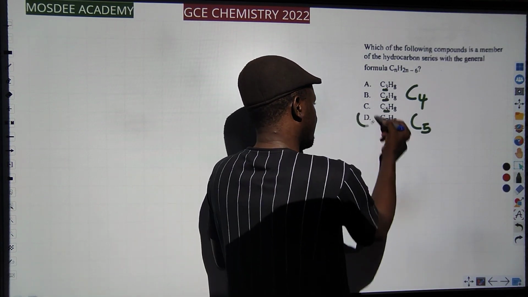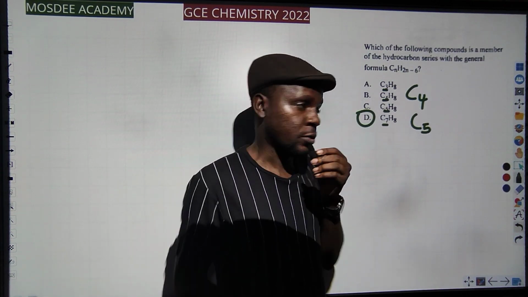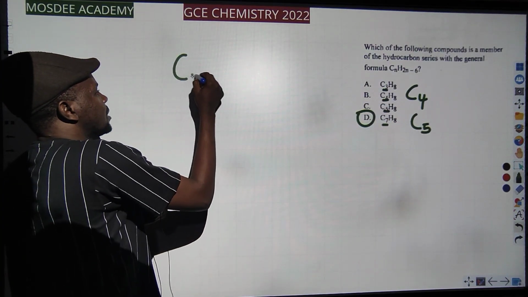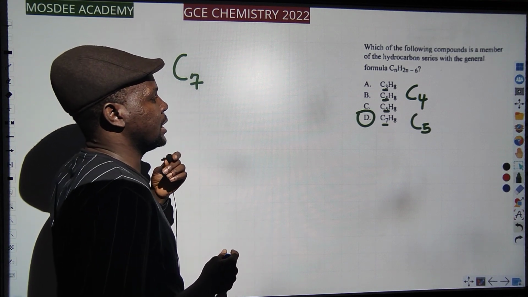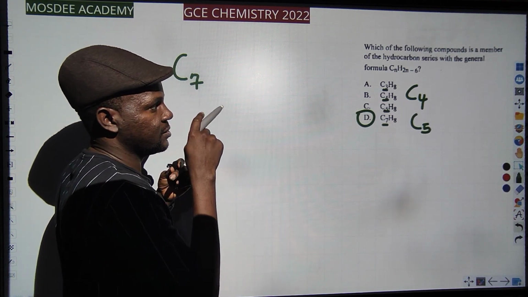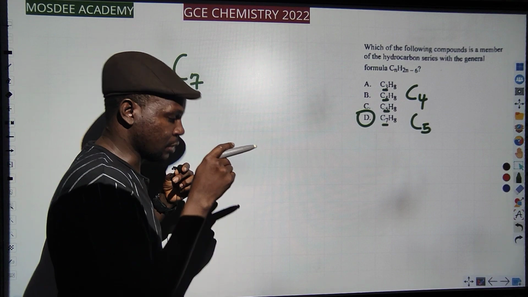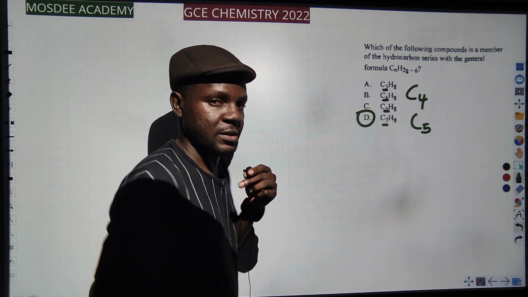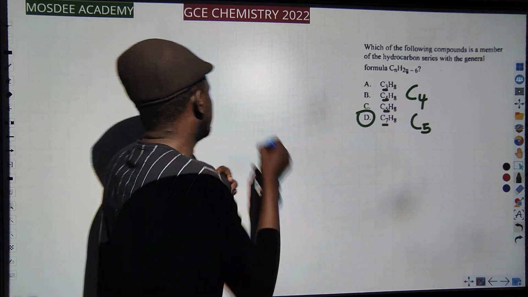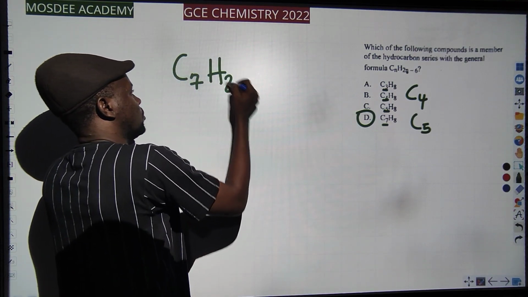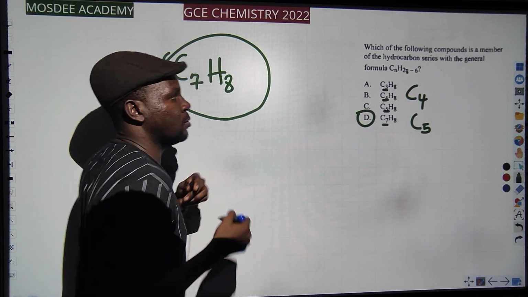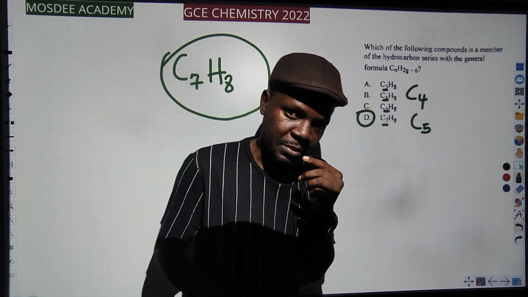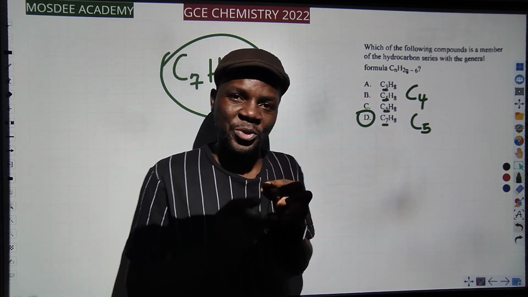Let's see the last one, which I think definitely should be the answer. Look at C7. So here, 2 times 7 is 14, and 14 minus 6 is 8. So whichever one gives you the same value you plug in back would be the correct answer. I hope you get that.